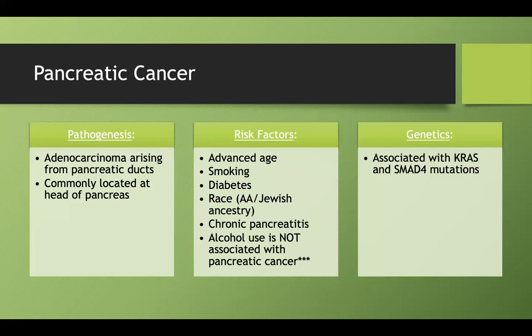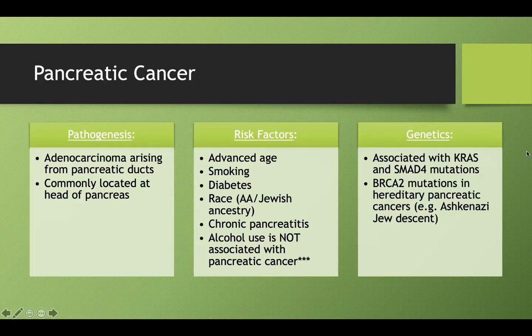Some genetic associations you should be aware of, and they do test these, is the KRAS and SMAD4 mutations. I've seen this several times on a test where they'll give you a classic pancreatic cancer and they'll ask you what's a risk factor for it. And they'll include alcohol use, and then they'll give you like an SMAD4 mutation. And you'd have to remember that alcohol is not a risk factor, but this one is. You can also see BRCA2 mutations causing certain hereditary pancreatic cancers, especially of Ashkenazi Jewish descent.